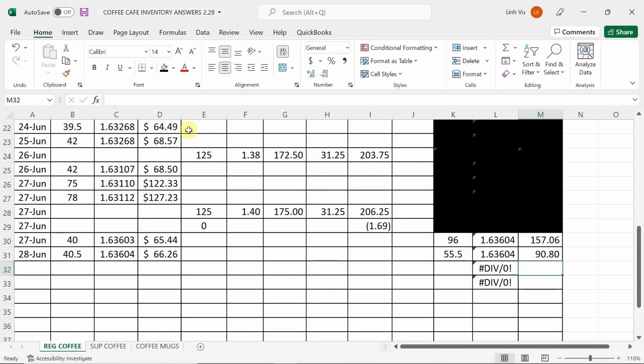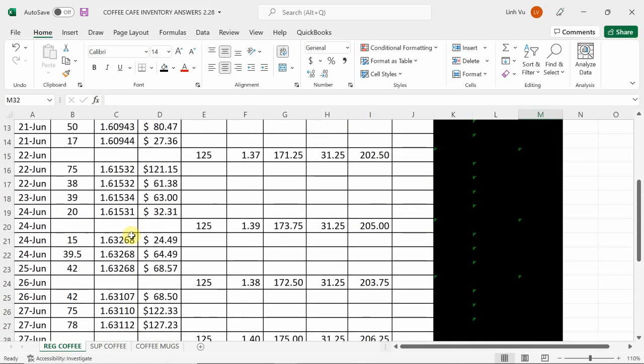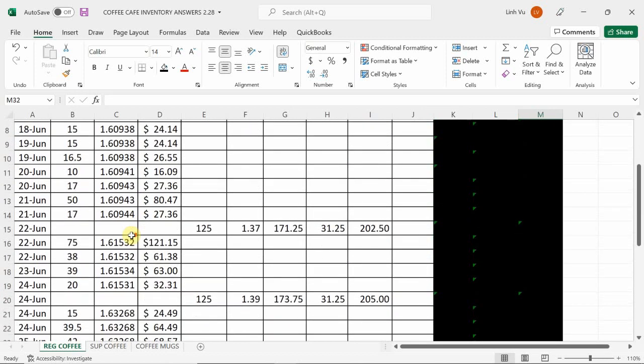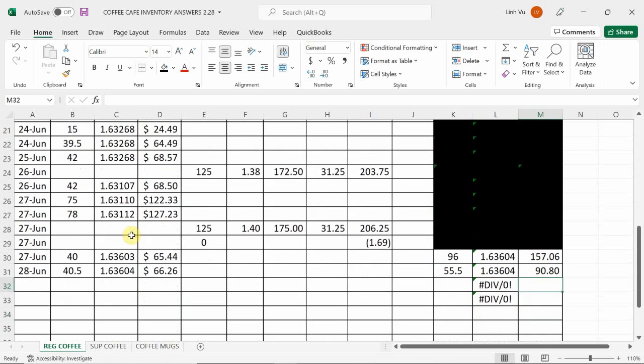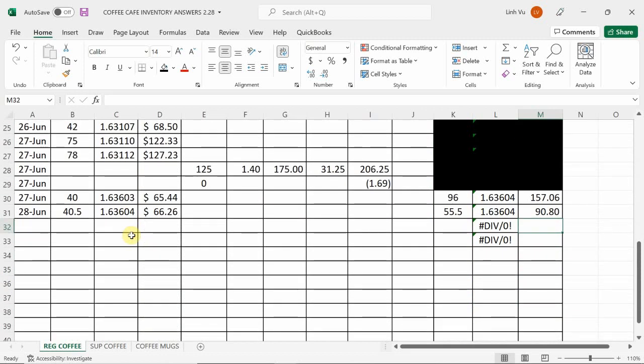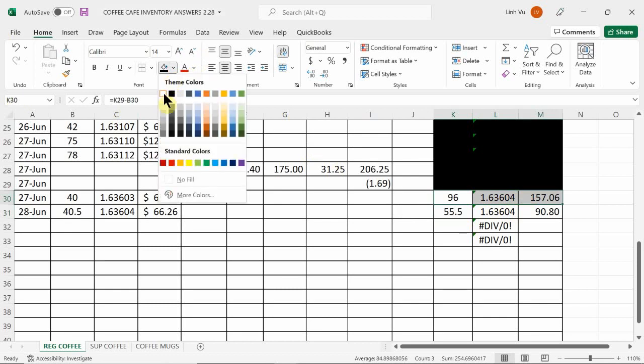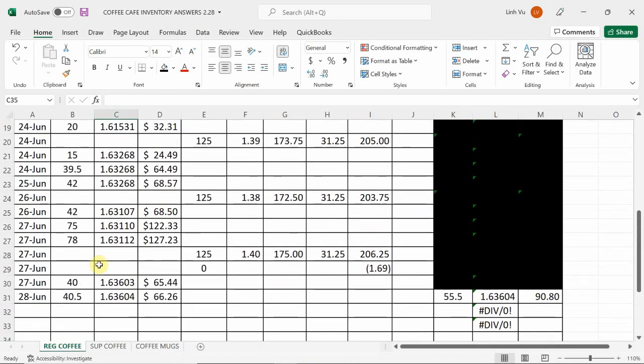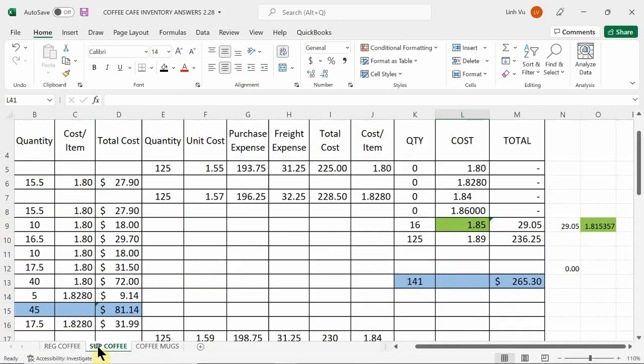$90.80 left remaining. So my average cost per item did not change significantly. It's still the same at $1.63604. And I ended up using a total of $66.26 worth of regular coffee.